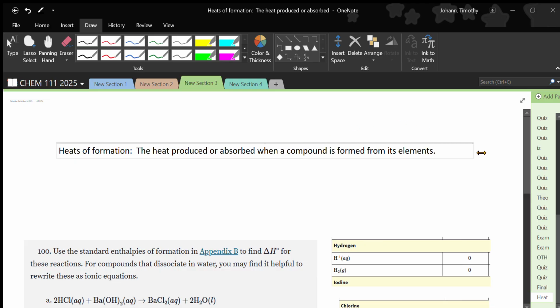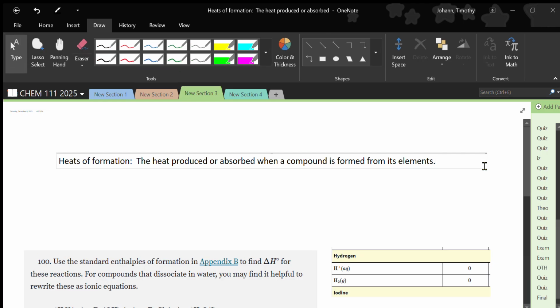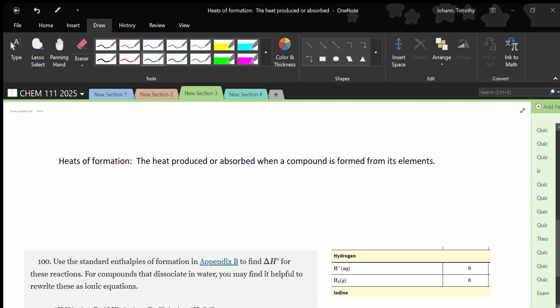All right, and so what do I mean formed from its elements? Well, if we take a look at the various elemental forms that we are used to, if I'm talking about a metal like aluminum, its elemental form is the solid. That's an example of its elements. If we talk about chlorine, we're talking about Cl2 gas, because that's how we encounter it at room temperature and standard pressure in nature.